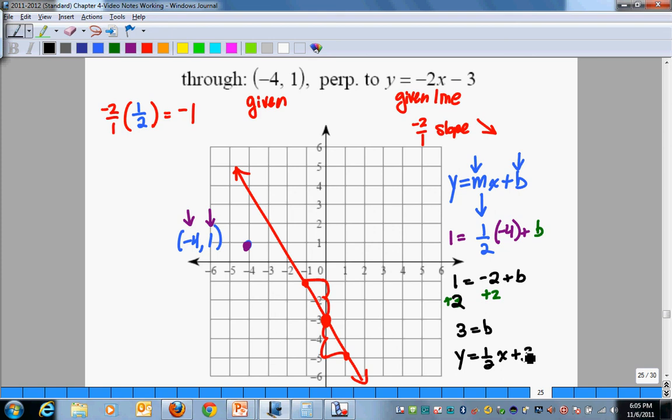Now we're going to graph that line and see if it suffices our conditions. So now we're at +3. And the slope is 1/2, and it's a positive line, so it's going to go up from left to right. So we rise 1 and go over 2, or we could drop 1 and go over 2 this way. But if you take a close look, it does suffice our conditions in that it goes through the given point, which is -4, 1, and it is perpendicular to our given line.